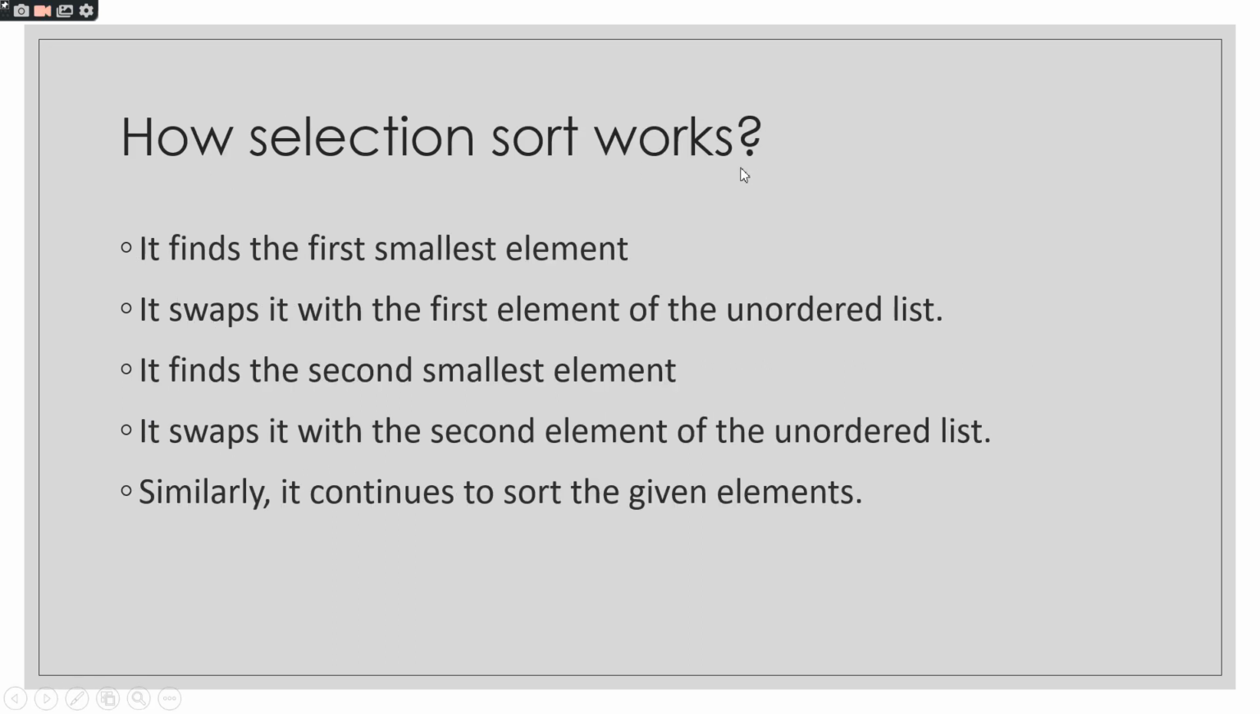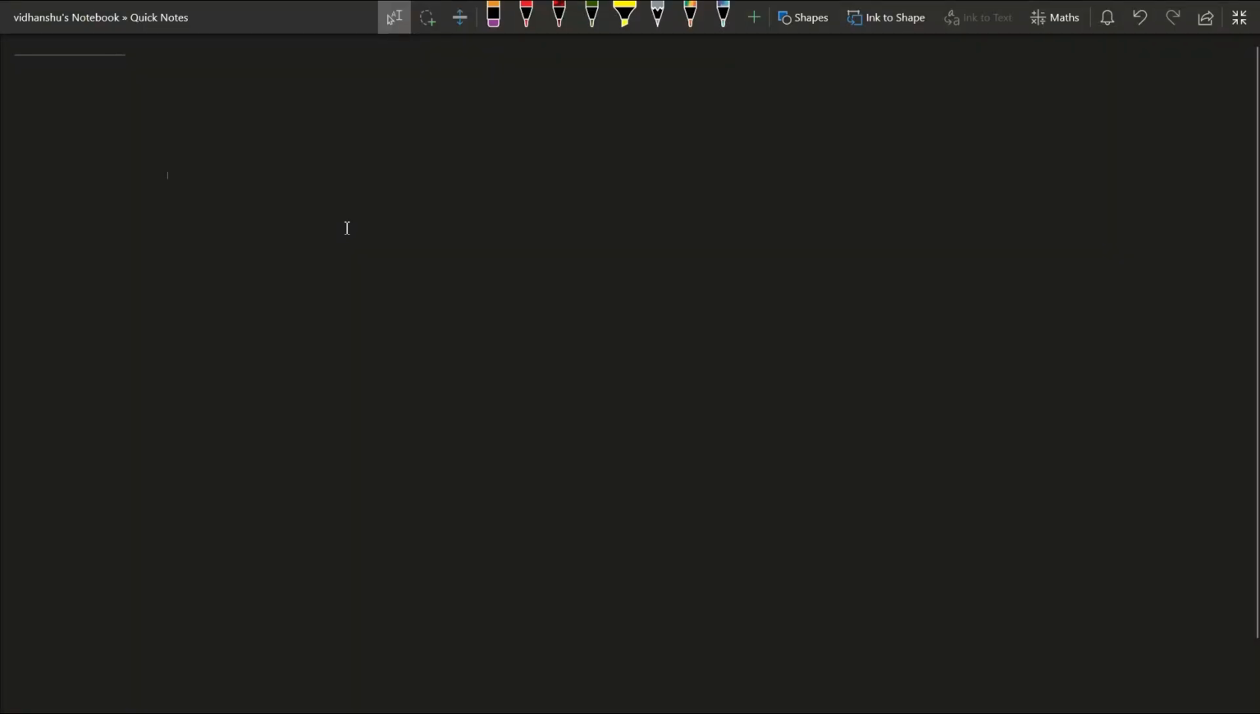So how does the selection sort work? It finds the first smallest element and swaps it with the first element of the unordered list. It finds the second smallest element and then swaps it with the second element in the unordered list. So I know that you are not understanding by just reading this statement. So let's understand the selection sort here. Let me take an example like this: 5, 4, 3, 2 and 1. So the complete array is sorted in descending order.